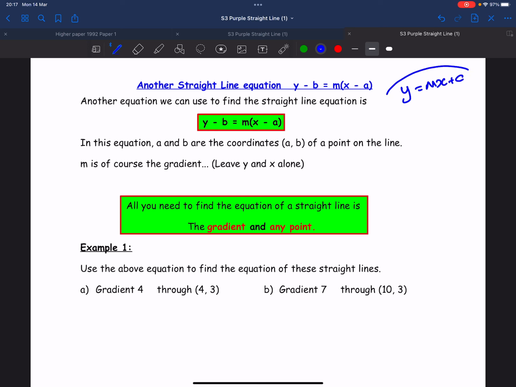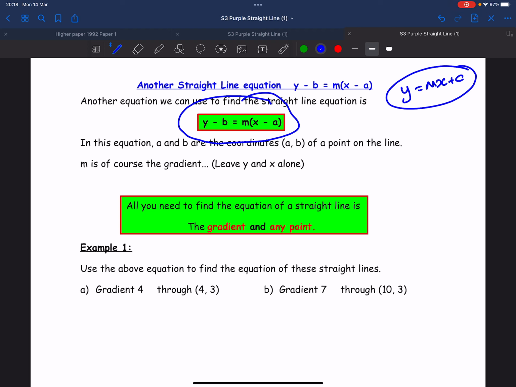However, you won't always be given that. You won't always be told what the y-intercept value is. And sometimes you'll just be given either a gradient and a point or just two random points on the line. You are still able to find the equation, and that's where this new straight line equation comes in. This format here you will use a lot over the next couple of years. And this way allows you to find the equation of any straight line.